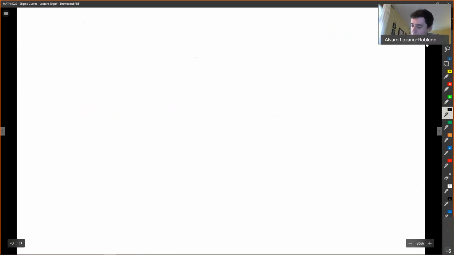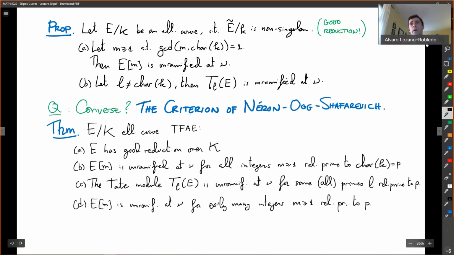Sorry to interrupt. For this criterion, I think there is a generalization to abelian varieties, that the same statement is true, right? I believe so. I would have to check, but yes, the equivalent statement is true for abelian varieties. Okay, thank you.